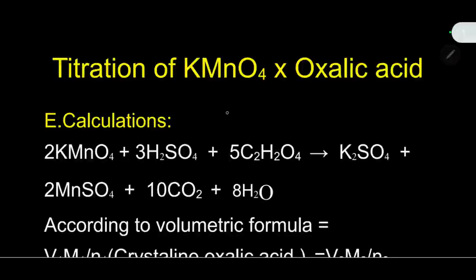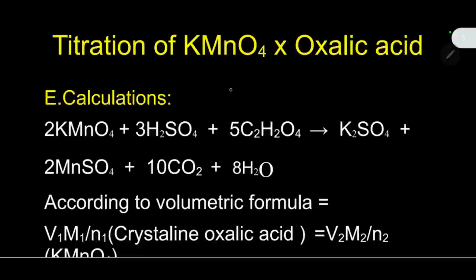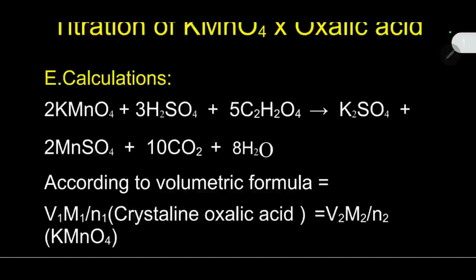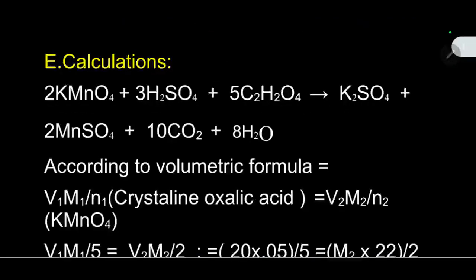Coming to the calculation, in the titration of potassium permanganate versus oxalic acid, now see the reaction, that is the stoichiometric reaction. 2 moles of potassium permanganate reacts with 3 moles of sulfuric acid plus 5 moles of crystalline oxalic acid to produce 1 mole of potassium sulfate, 2 moles of manganese sulfate, 10 moles of carbon dioxide, and 8 moles of water.